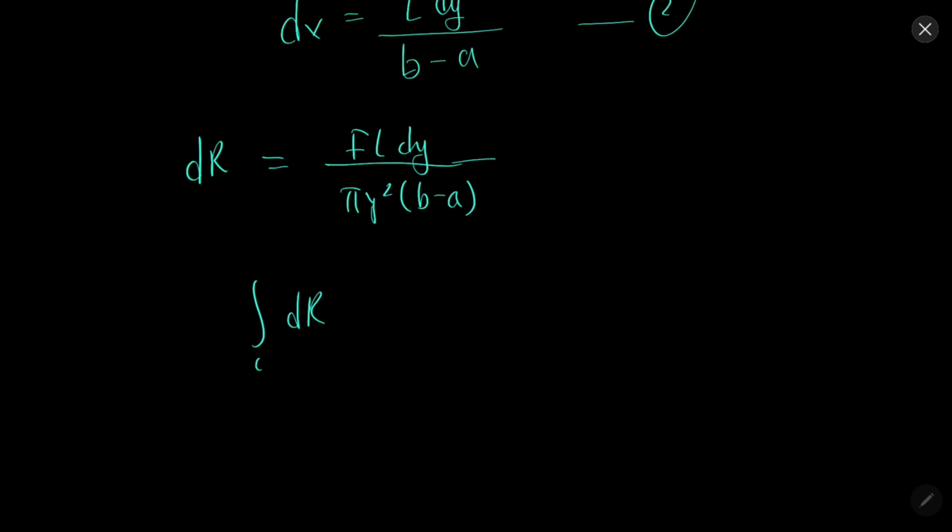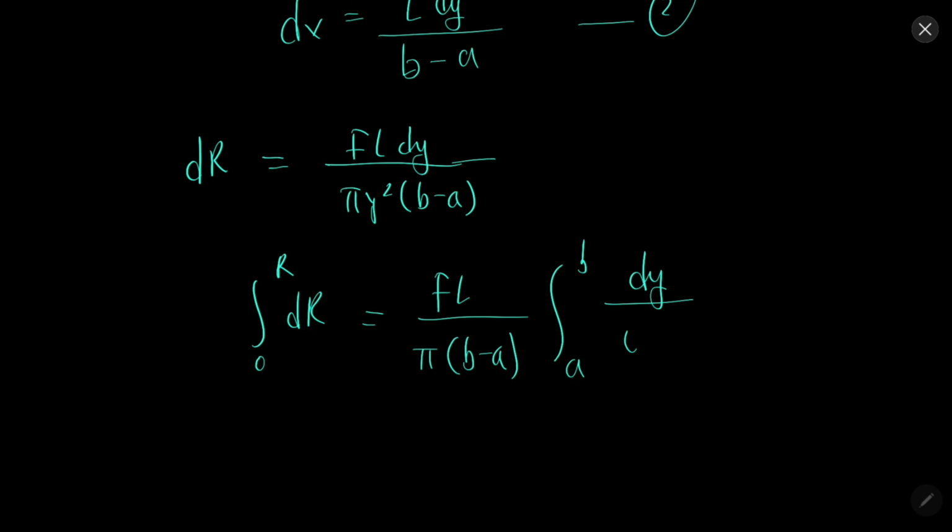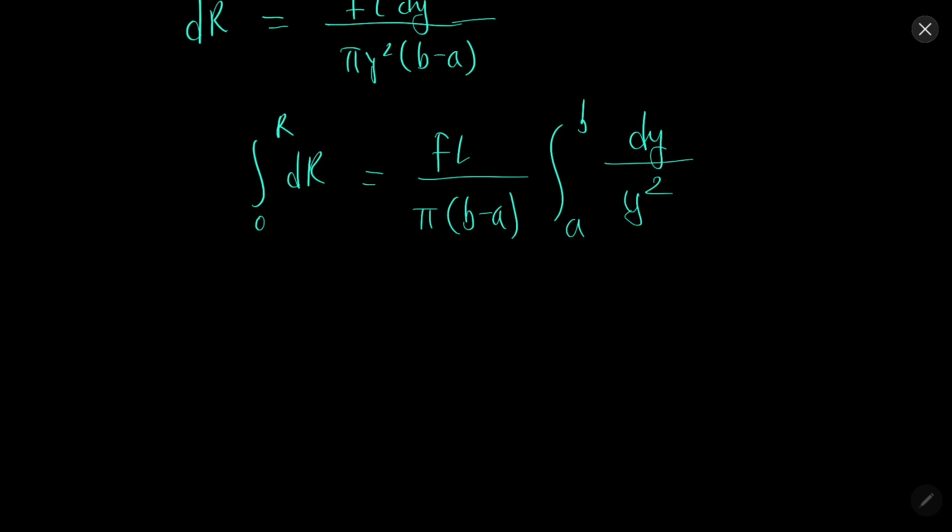So integrating it from 0 to R and a to b, let's put constant things outside. The integral from a to b of dy over y². So we will obtain R to be equal to ρL over πab.